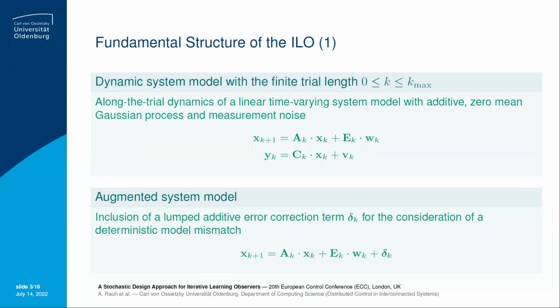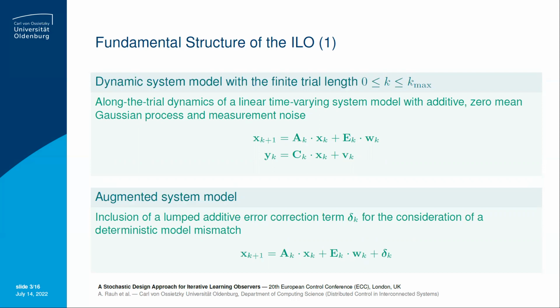First of all, let's have a look at a classical discrete time dynamic system model with time-varying parameters. This discrete time system model has a state vector x_k, a disturbance input matrix E_k, and W and V are additive zero-mean Gaussian noise processes, W denoting the process noise and V the corresponding measurement noise. All system matrices, the matrix A, the matrix E, and also the output matrix C, may be time-varying.